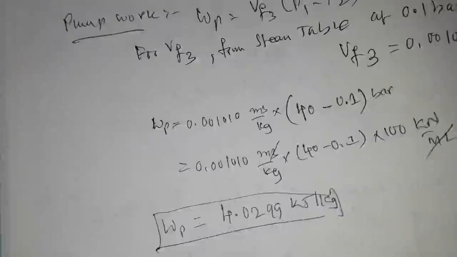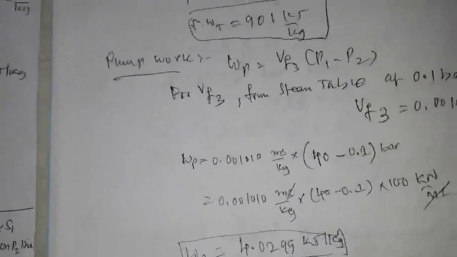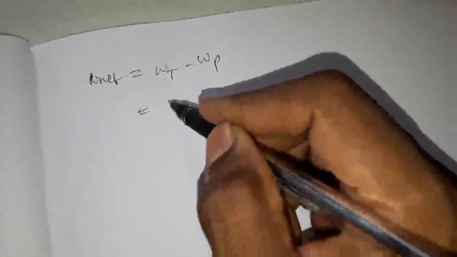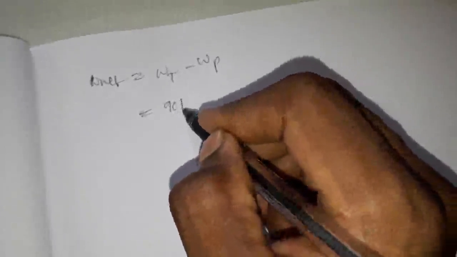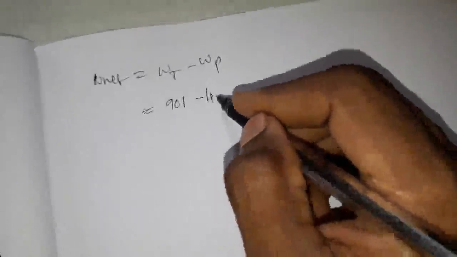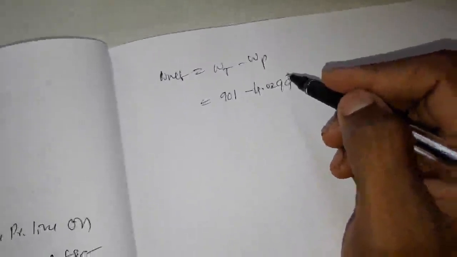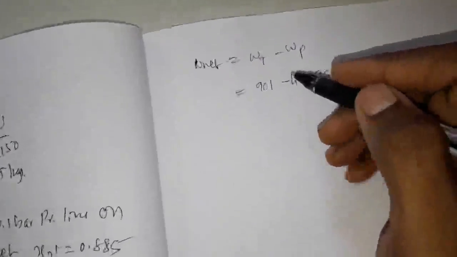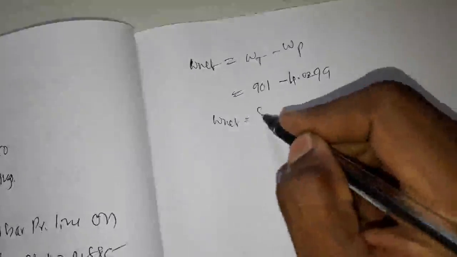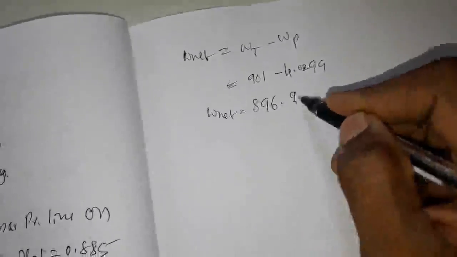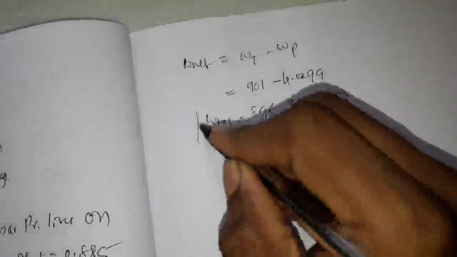After this we can also calculate the net work. Net work is equal to turbine work minus pump work. In the present problem, turbine work is 901 minus 4.0299 kilojoule per kg. So if you operate the calculator, net work will be 896.97 kilojoule per kg.